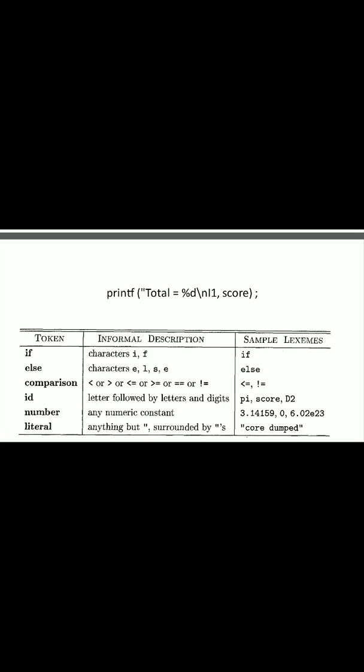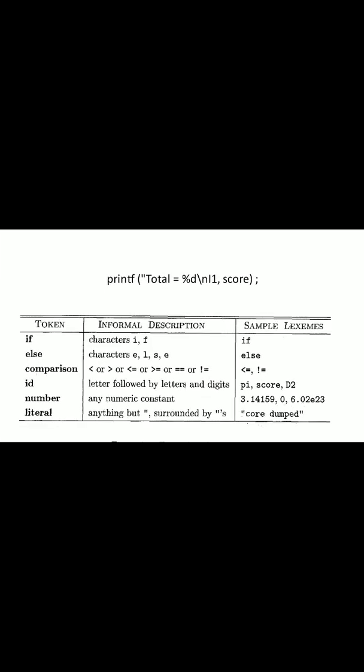First, it should recognize that a certain lexeme is there, then it has to match that lexeme to what kind of token it's going to create. So in this example, printf and score are the two things which will match for the token identifier.